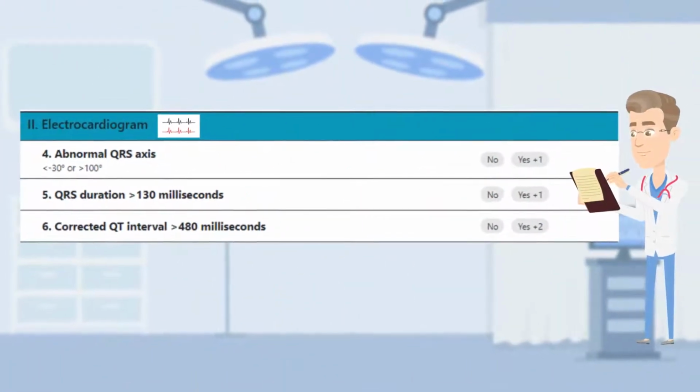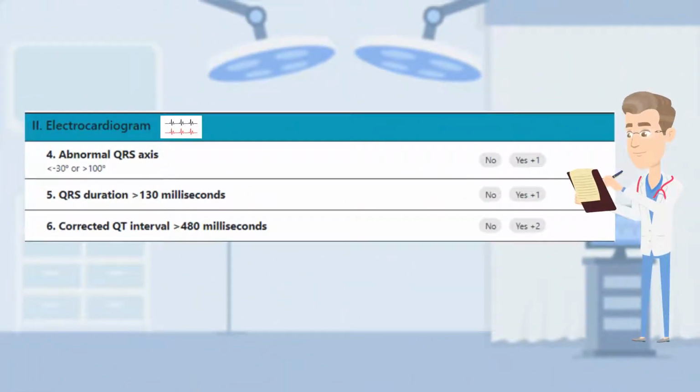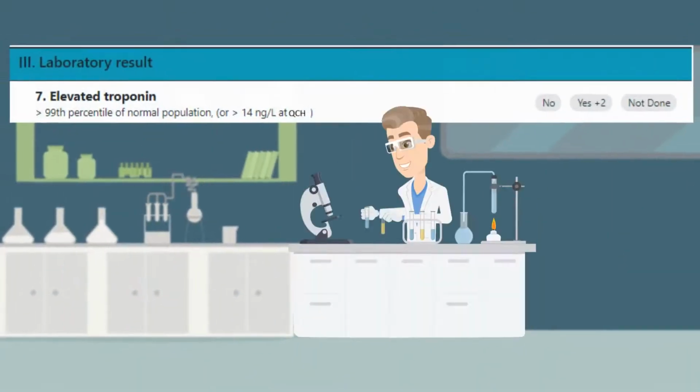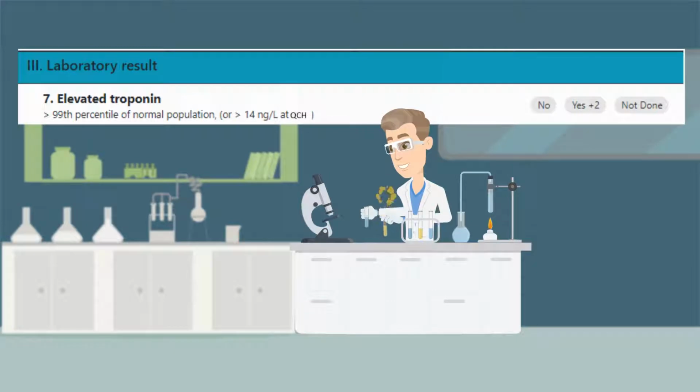Electrocardiogram. Does your patient have any of the following electrocardiogram abnormalities? Remember, for QRS axis, -29 is more than -30 and -31 is less than -30. Lab values. If a troponin was drawn, was it elevated? A positive troponin value is above the 99th percentile or 14 nanograms per liter at the hospital. If a troponin was not measured, select not done.